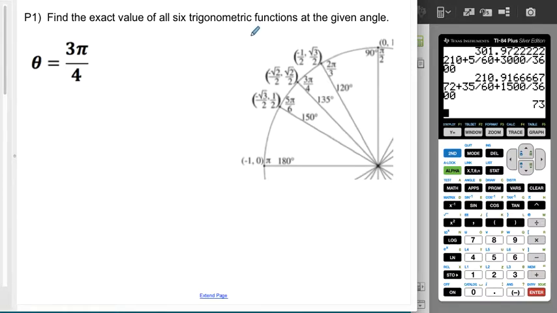All right, so go ahead and give it a try. You can pause me if you want. We are using 3 pi/4, which is this angle, so this is the point on the unit circle that you want to use.